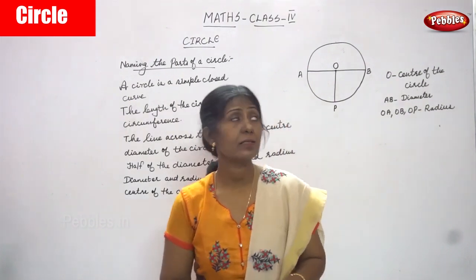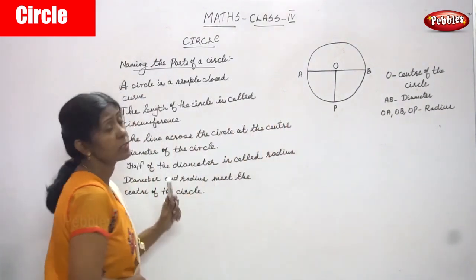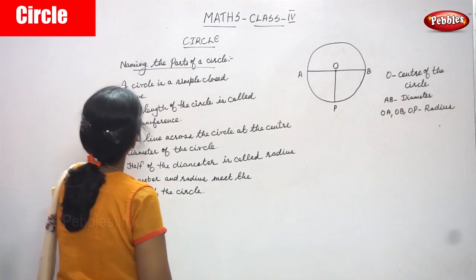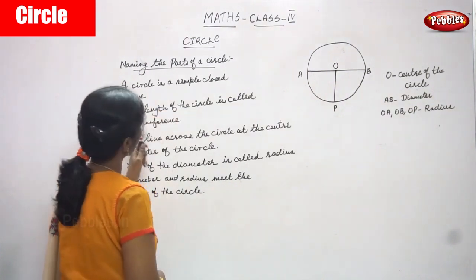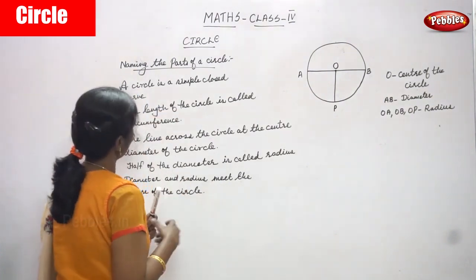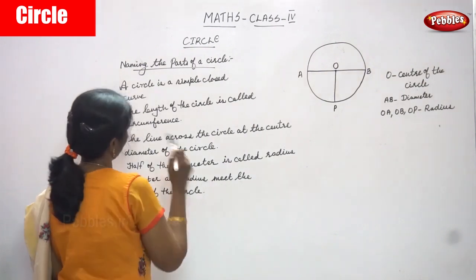Now we are going to see circles. It is also a shape. First, naming the parts of the circle. First we must know the parts of the circle. Before that we must know what a circle is.